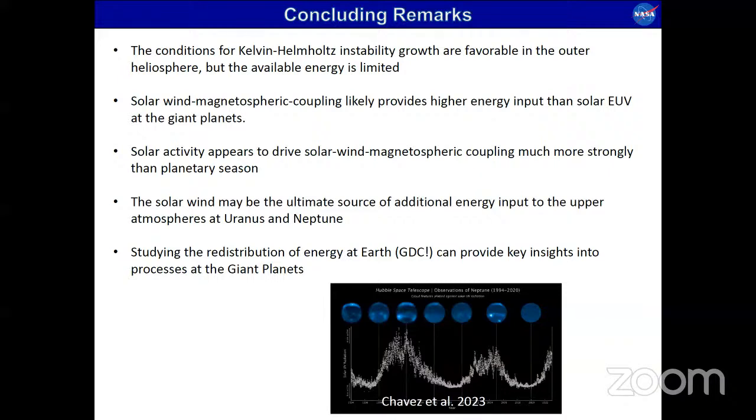If you take reconnection as the ultimate source of energy from Neptune's magnetosphere, understand that it has a strong solar cycle variation that's even stronger than the EUV. It might help explain some of these activities. And so I think it's a really interesting thing to think about the magnetospheric, ionospheric, thermospheric, and below connections at these planets. So thank you.